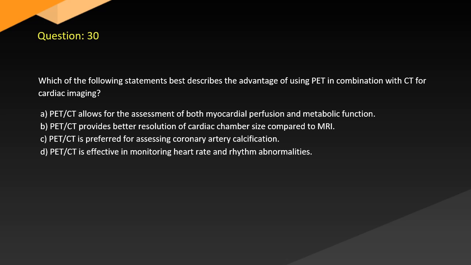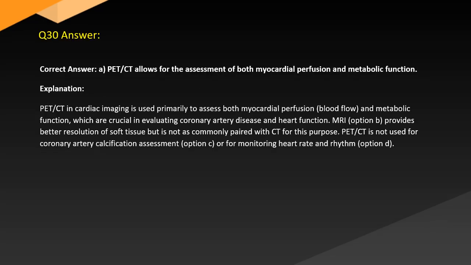Question 30. Which of the following statements best describes the advantage of using PET in combination with CT for cardiac imaging? A. PET allows for the assessment of both myocardial perfusion and metabolic function. B. PET provides better resolution of cardiac chamber size compared to MRI. C. PET is preferred for assessing coronary artery calcification. D. PET is effective in monitoring heart rate and rhythm abnormalities. Answer. Correct answer, A. PET allows for the assessment of both myocardial perfusion and metabolic function.